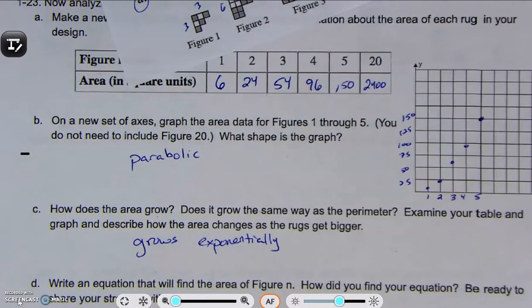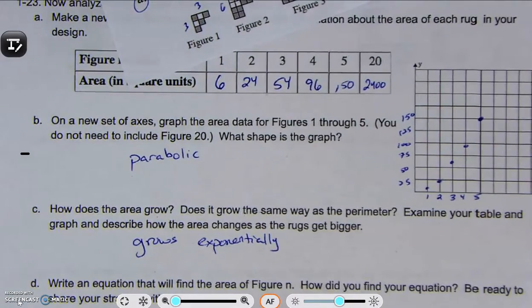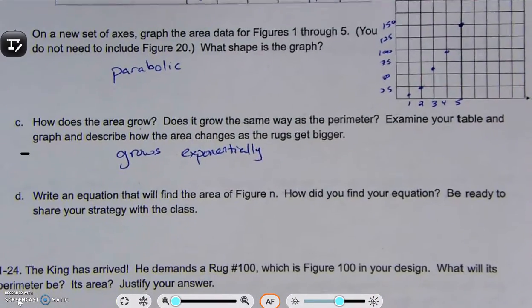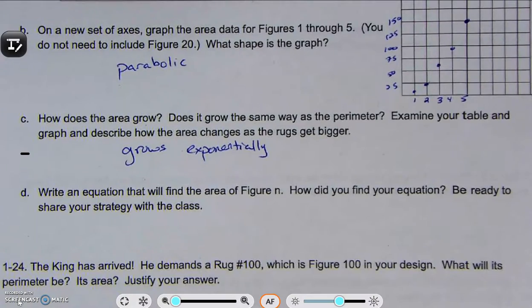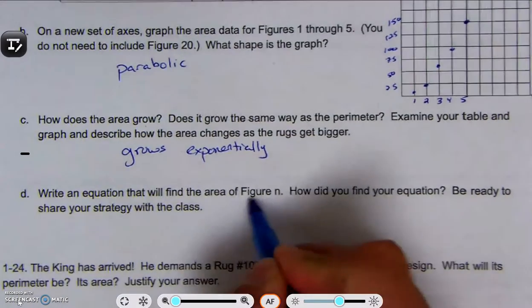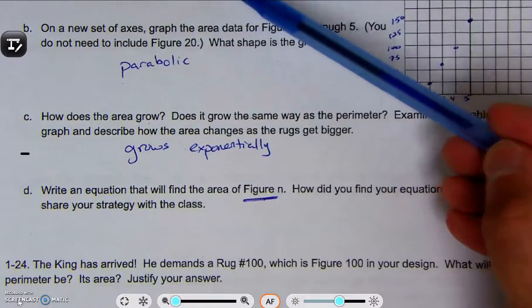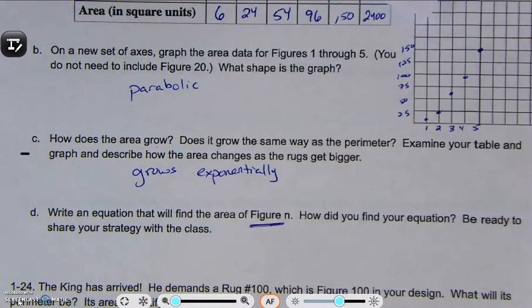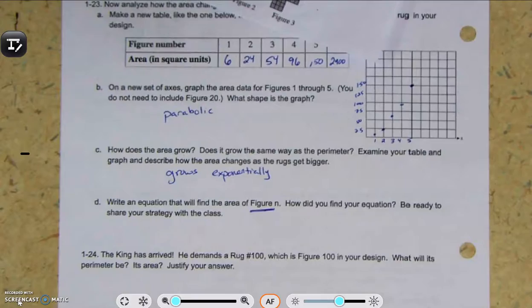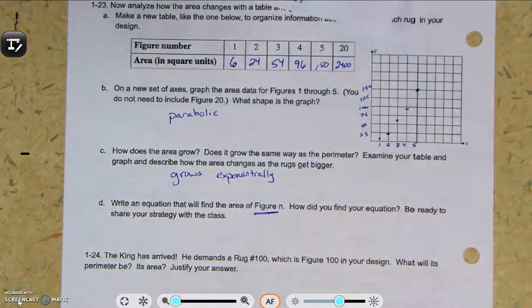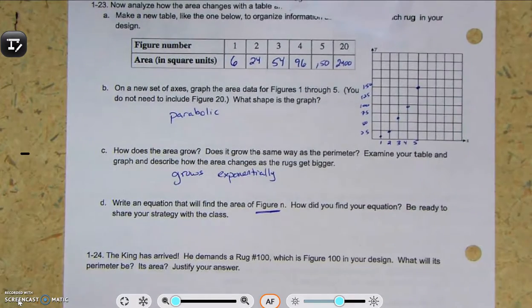Then in D, we want to write an equation that will find the area of figure N. This one's a little bit more challenging, but if it grows exponentially, we want to have some sort of exponent. So we still want to use this figure N. Let me zoom out a little bit so you can still see the table and see D. If I look at 1, we need it to be 6. If I look at 2, we need it to be 24. If we look at 3, we need it to be 54. So since it's exponential, we're going to have an exponent.